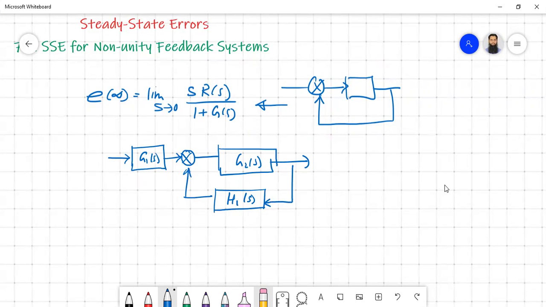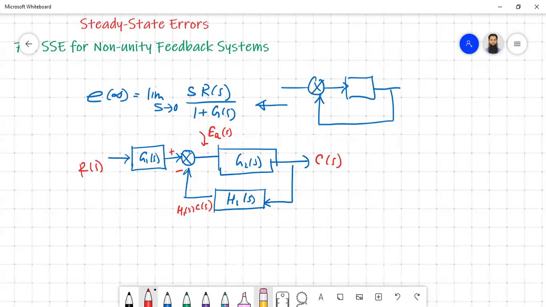Now, whenever there was a unity feedback, this branch was always the error branch. But now it is not the error because we have some feedback. What we have here is H1 of s C of s, which is not C of s. Previously it was R of s minus C of s, which was directly the error signal. This time, instead of calling it an error signal, we call it an actuating signal E_A. So E_A of s is our actuating signal.